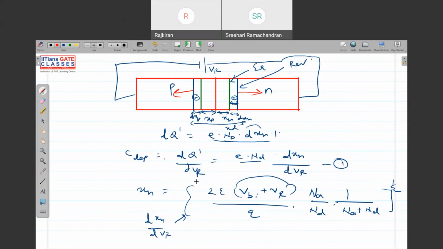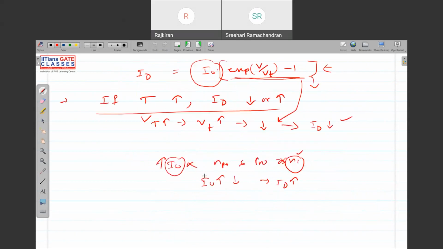You take an example like we have shown. You just know what is XD. XD is proportional to VBI plus VR. You do the mathematics. What is the value of VR needed to completely deplete this region?